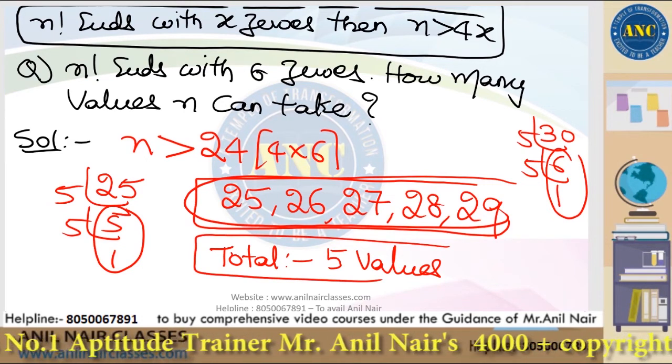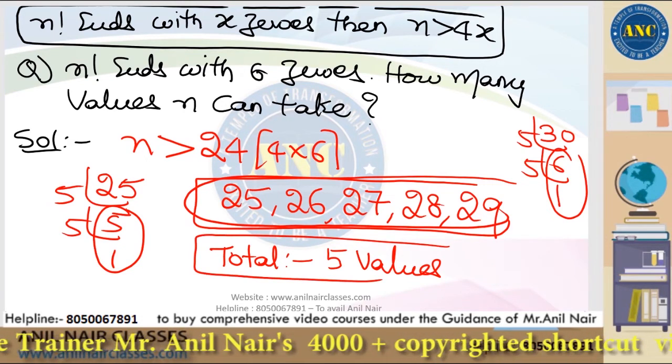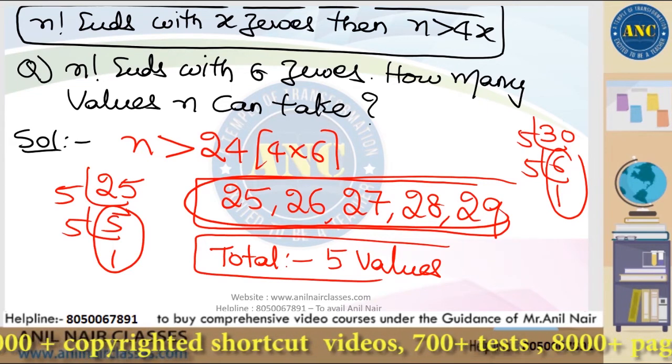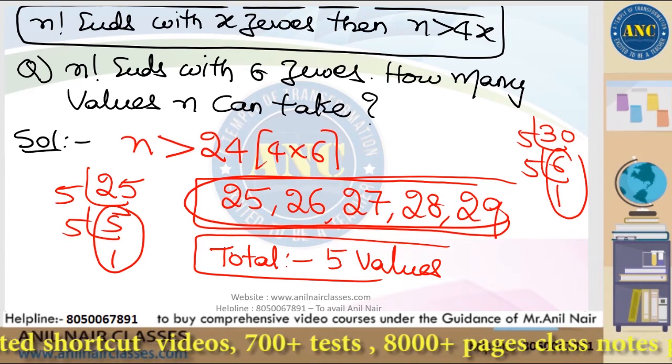Are you all with me, sir? Total 5 values you got it. Any doubt in any of these logic? Any doubt in any of these logic?